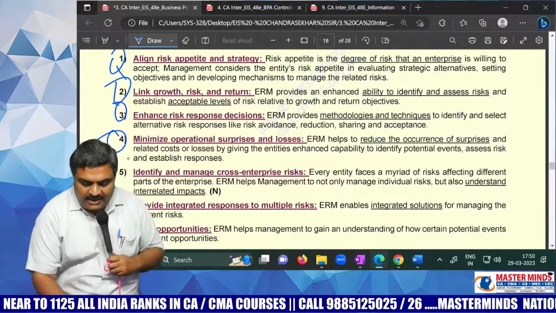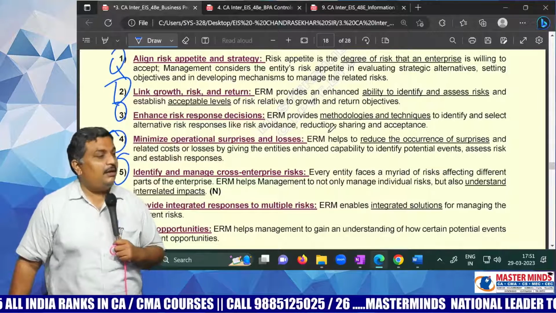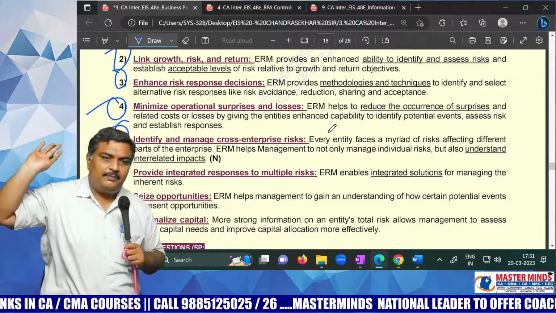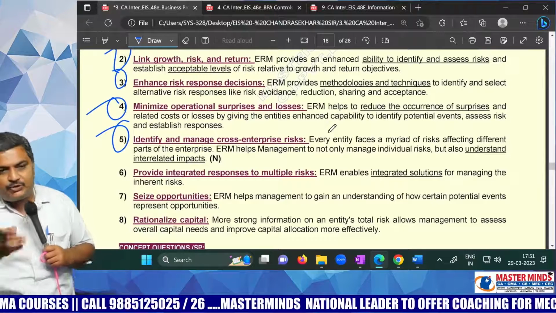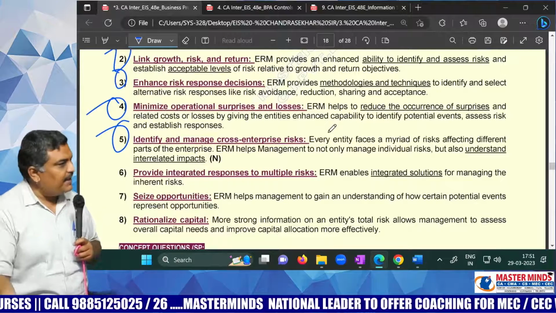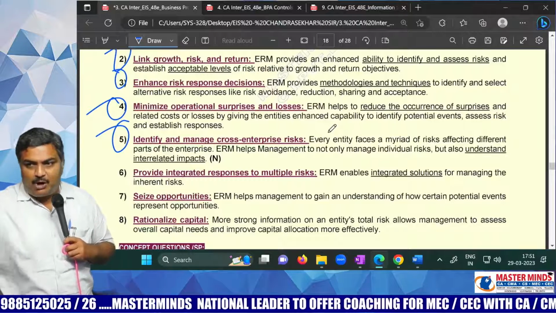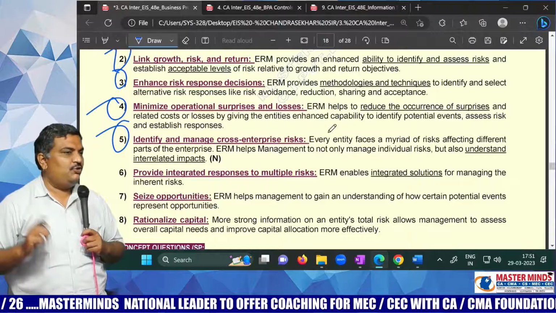Next one, identify and manage cross-enterprise risk. Cross-enterprise risk means what? Earlier I told you an example. You depended solely on a single vendor. And one fine day, that vendor closes his business. What happens to you? It will have an impact on your business also. That is cross-enterprise risk. There is some problem with your supplier and you have a single supplier. That should not be there.